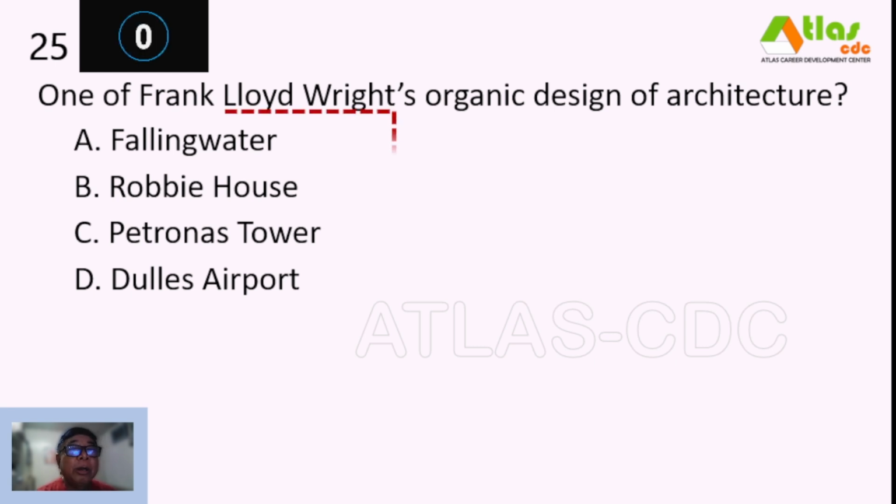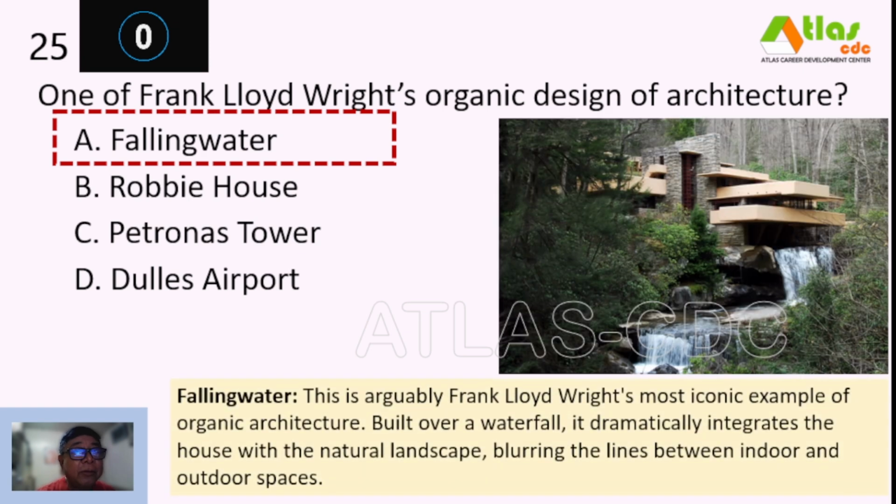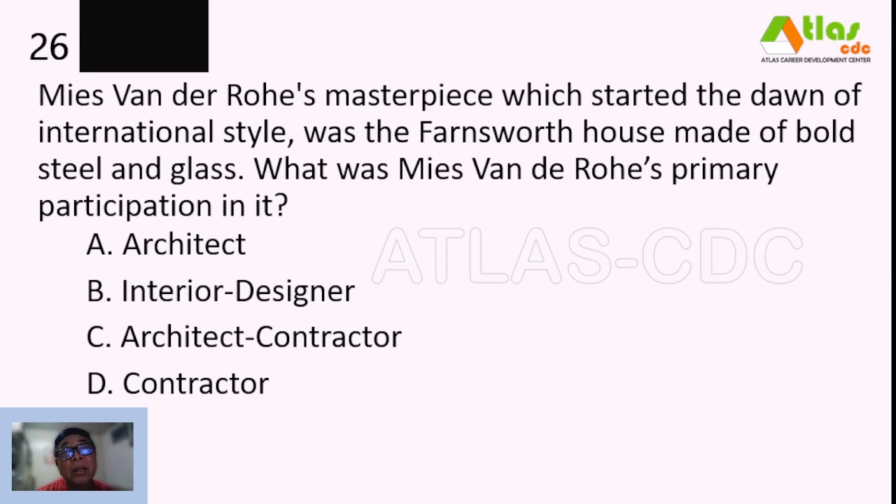And our correct answer is letter A, Falling Water. So, Falling Water is arguably Frank Lloyd Wright's most iconic example of organic architecture. Built over a waterfall, it dramatically integrates the house with the natural landscape, blurring the lines between indoor and outdoor spaces.